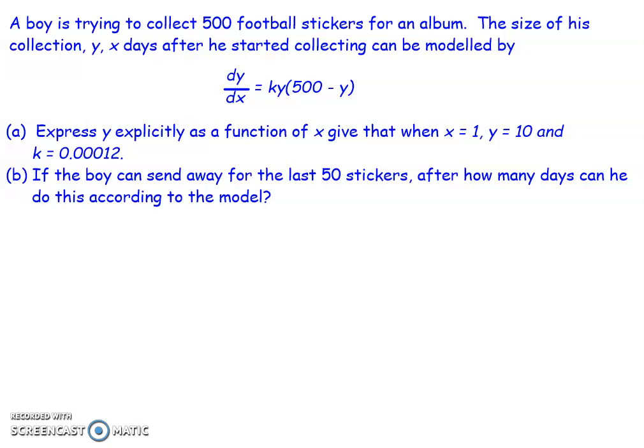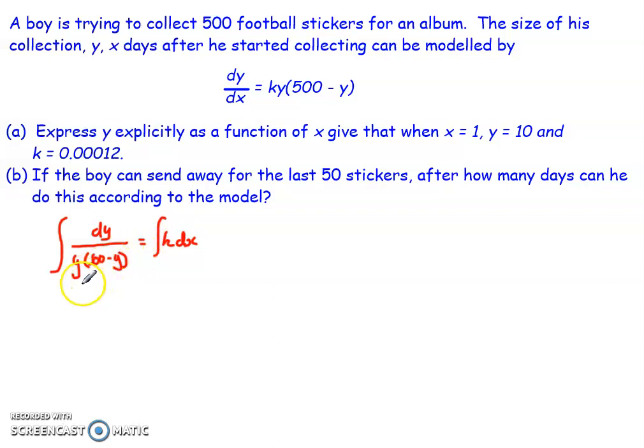So let's start by thinking about how to solve this and write it in terms of x and y explicitly. So I want to express y explicitly as a function of x. The first thing I've got to do is separate the variables onto each side. So I want to rewrite it as dy over y(500 minus y) equals k dx. And I know then that the integral of both sides is equivalent to each other.